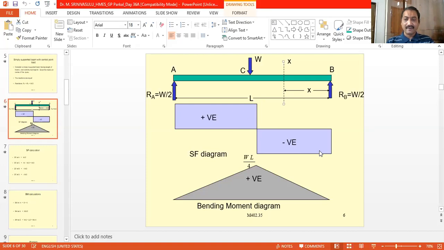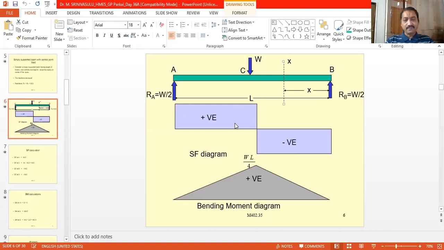So now we got this point and this point, and the shear force at A is also equal to plus W by 2. So this is the point. Now we got 3 points at the 3 salient points. Now we have to join. How to join? Very simple.